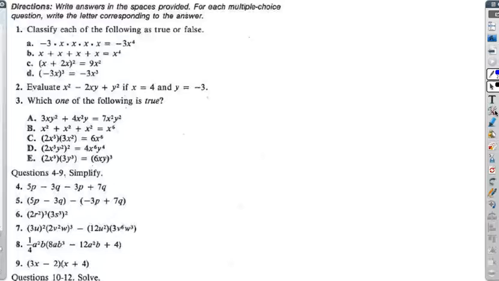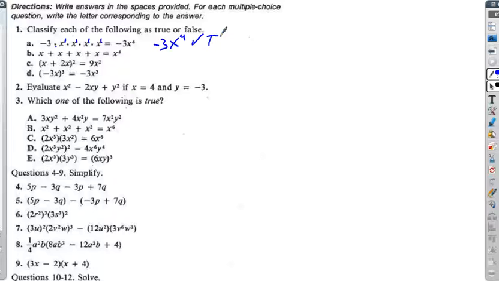In question A, we have negative 3 times x times x times x times x, and they're claiming that this is equal to negative 3x to the 4th. Well, when we're multiplying terms with the same base, we add the exponents. So we have x to the first, x to the first, x to the first, x to the first, and we are going to add those exponents together. So 1 plus 1 plus 1 plus 1 is equal to 4. So in fact, we do get x to the 4th times negative 3. And so yes, this checks out as true.